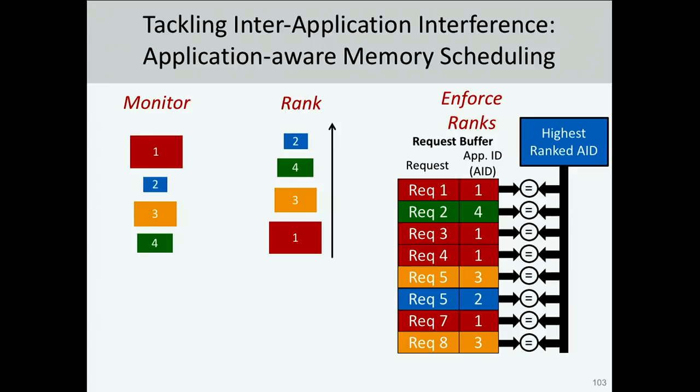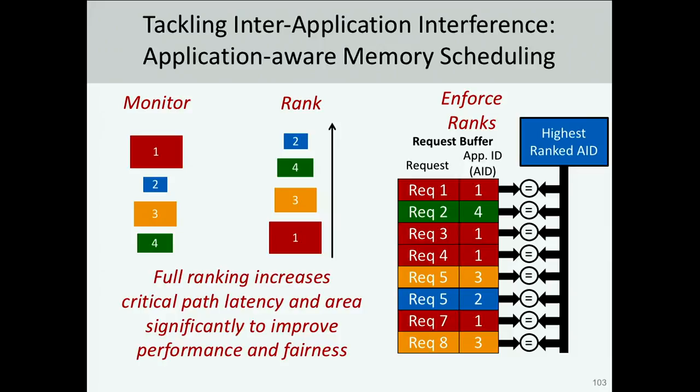Critical path, you can always optimize for the critical path by pipelining and doing things in an overlapped manner, but that increases your design complexity and circuit complexity. So if you do the dumb thing, your critical path will increase in this case. So we want to actually have a scheduler where you could do the dumb thing and your critical path will not increase that much. So enforcing the rank, as you can see, there are a lot of comparisons that you need to do, and you need to figure out the highest rank application ID over here, right? And also enforce the relative ranks, not only the highest rank. Okay, so full ranking across applications or threads increases critical path latency and area significantly to improve performance and fairness.